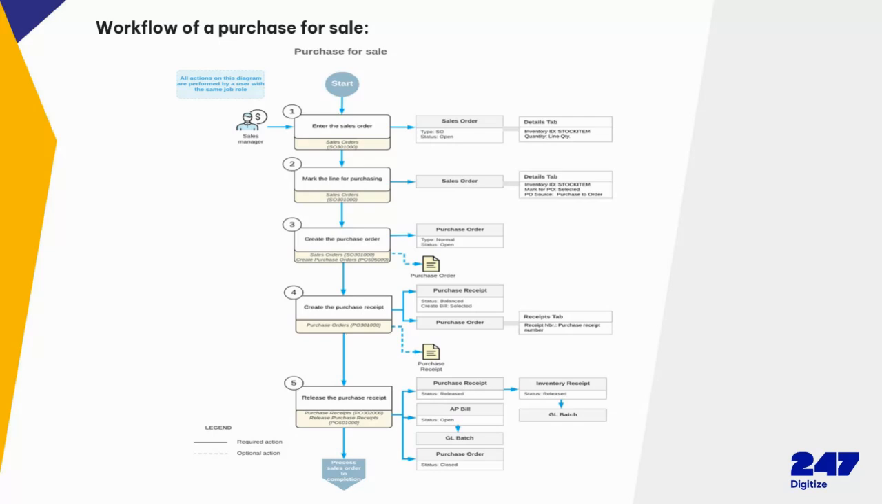In this workflow, there are four steps, four stages. First involves creating a sales order. Second, generating purchase orders linked to the sales orders. Third, processing the purchase order. And fourth, finalizing the sales order or completing the shipment.